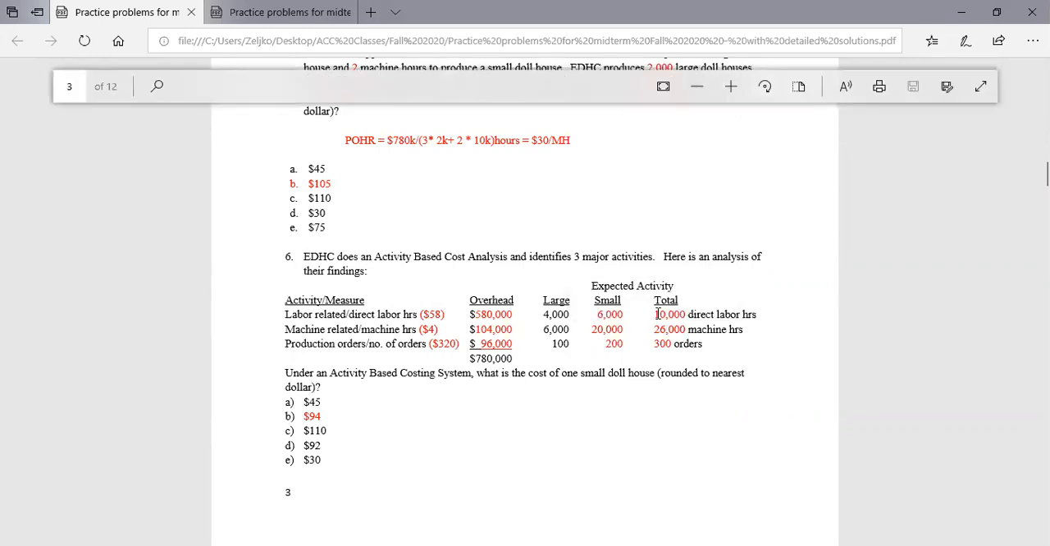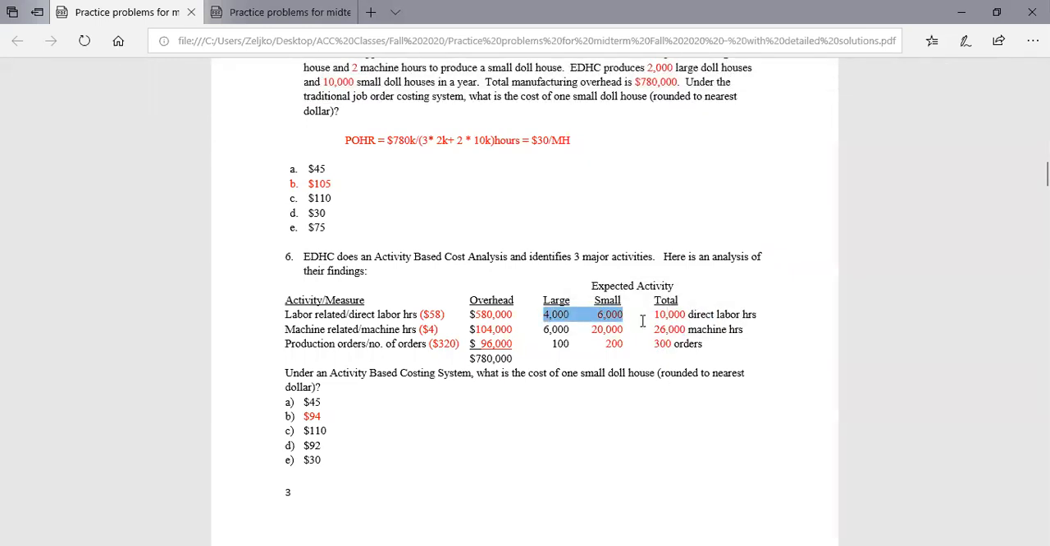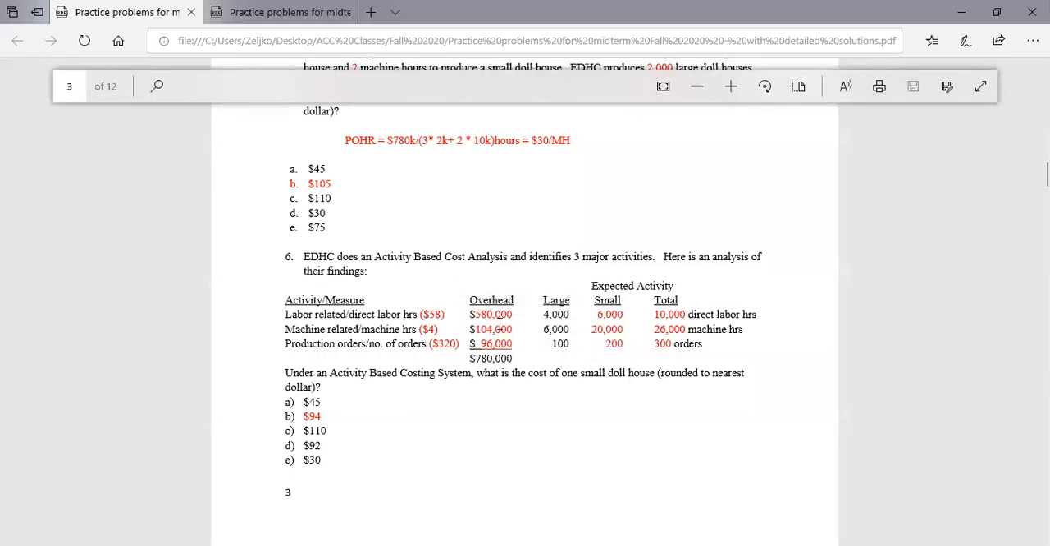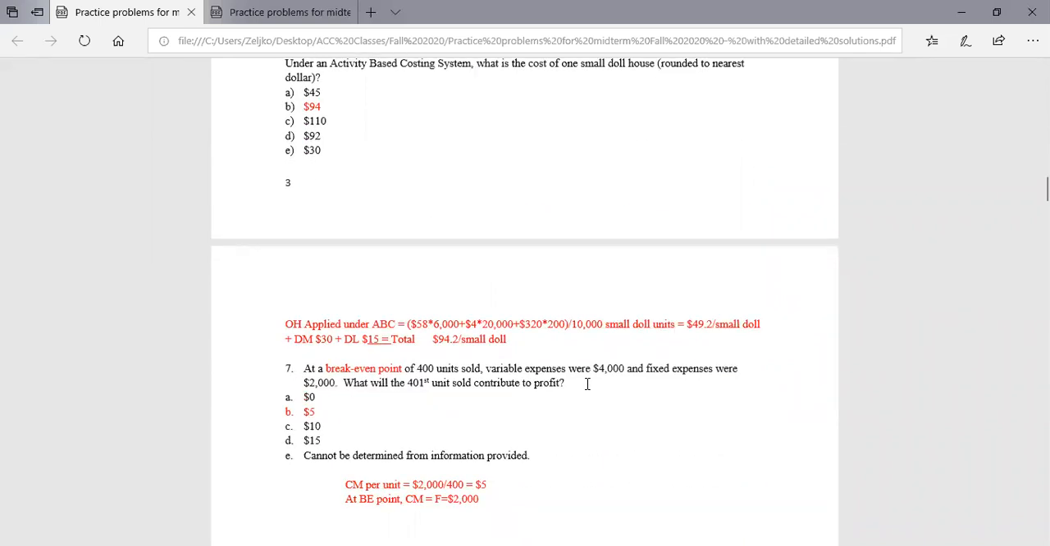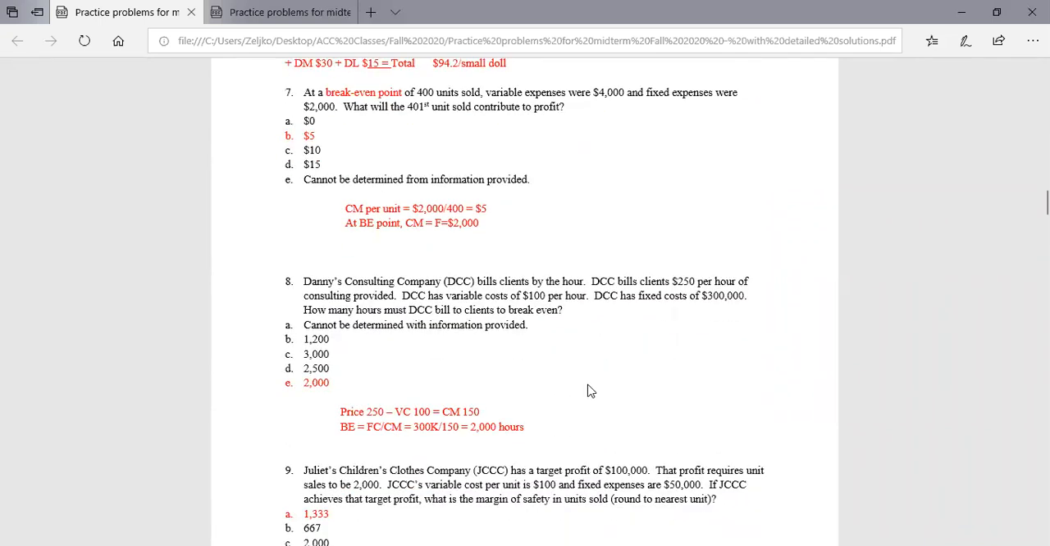Now, as I said, if this number is not here, or this number is not here, or this number is not here, you would have to add up these two numbers to get 10,000, or these two numbers to get 26, or these two numbers to get 300. And then you would divide these totals into those numbers. So again, it's all about fundamentals, all about basics. There's nothing here that is kind of new or unfamiliar. It's just basics. Okay, question 7.